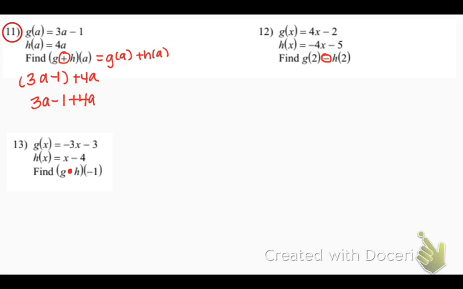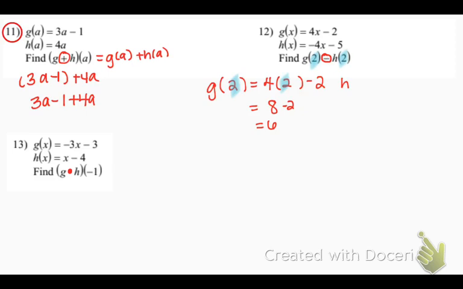Okay, now I want to look at number 12 because that one has something different. This one has numbers in place of x. So the way I would solve this is substitute that number back into the equation. So I'm going to look for g of 2 equals 4 times, and then everywhere there's an x, I'm going to write 2, minus 2. So I have 8 minus 2 is 6. Now this is not composition, it says subtraction. So I'm going to perform the same thing for both of my functions.